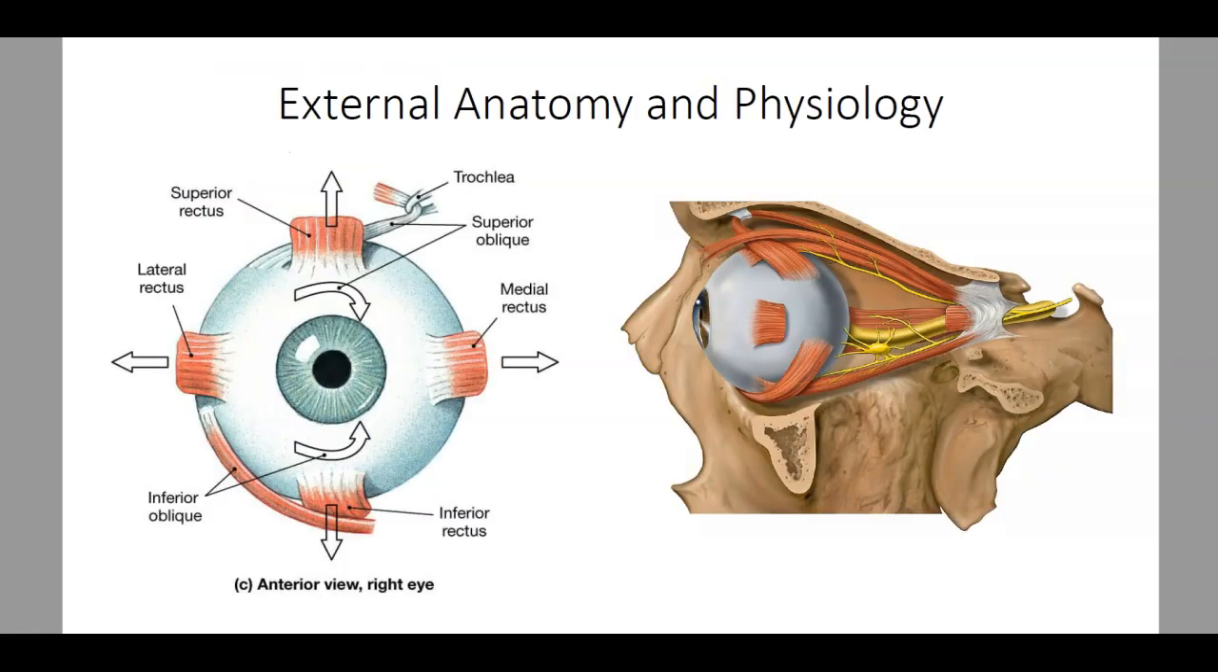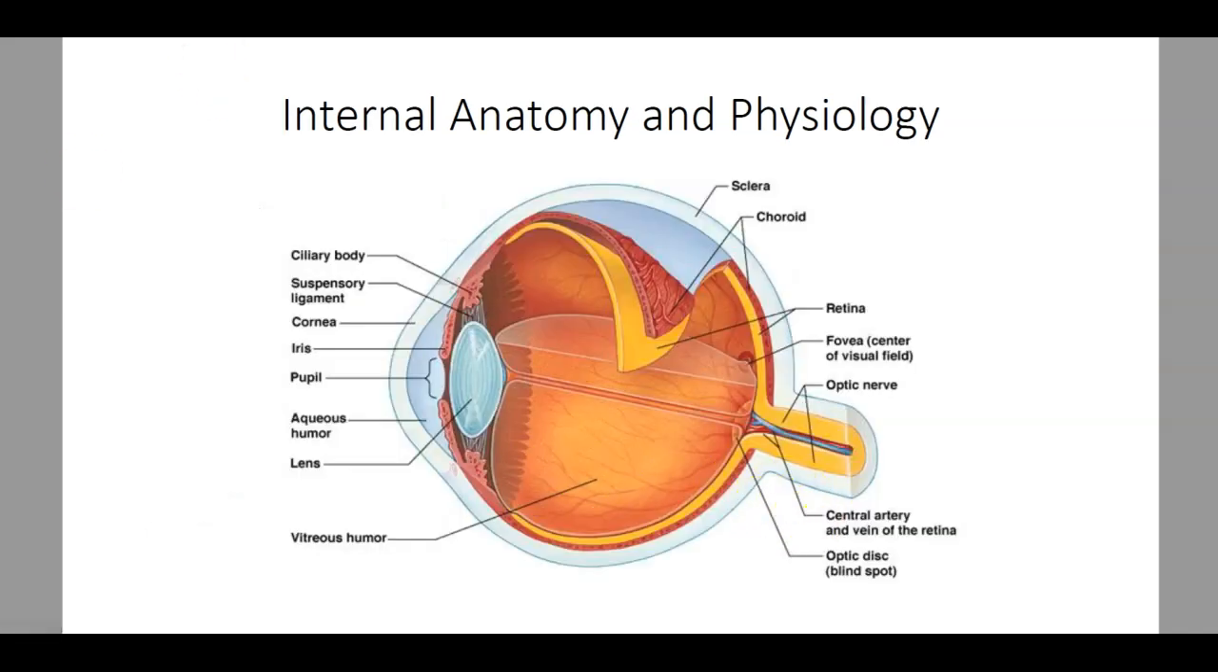Muscle movement. So the eyes are held in place by 6 muscles controlled by the cranial nerves. Nervous system. The nervous tissues in the retina are connected to the brain through the optic nerve, so that allows the communication between the eye and the brain.